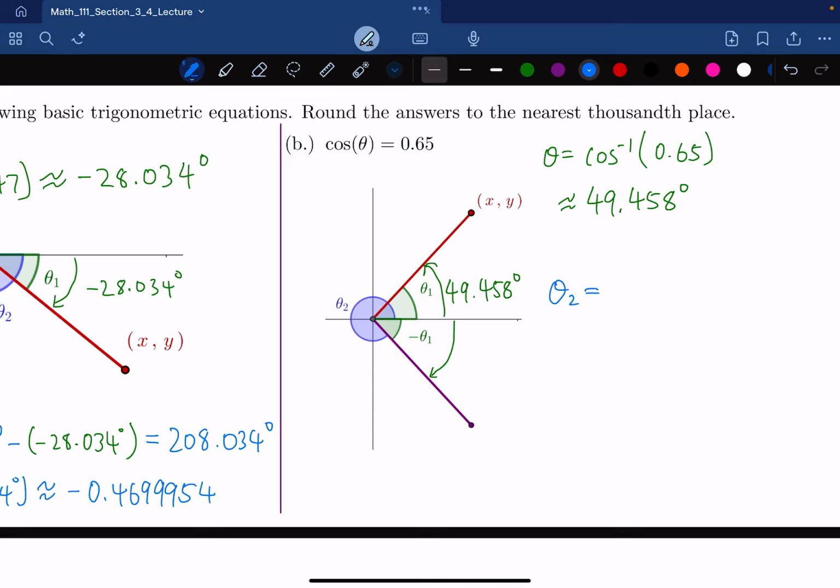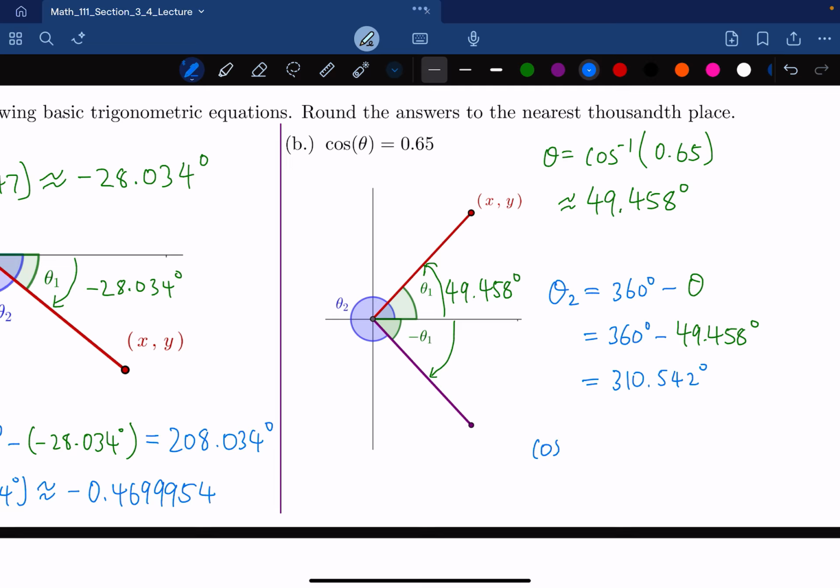Therefore, theta 2 is equal to 360 degrees minus theta 1, or theta. That's my notation. Therefore, we have 360 degrees minus 49.458 degrees. And of course, punch that into the calculator. I have 310.542 degrees. Okay, always a good idea to double check.